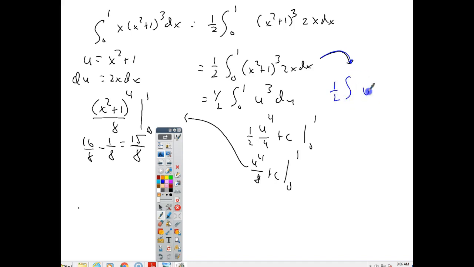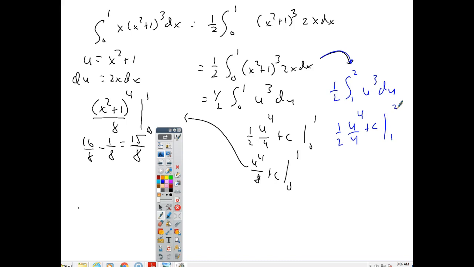1/2 integral of u to the 3rd du, that's the same. But when x is 0, what is u? 1. U is 1. So put a 1 down here. When x is 1, what is u? 2. Put a 2 up here. Okay? All right. Then this becomes u to the 4th over 4 plus c. I have 1/2 out in front from 1 to 2.